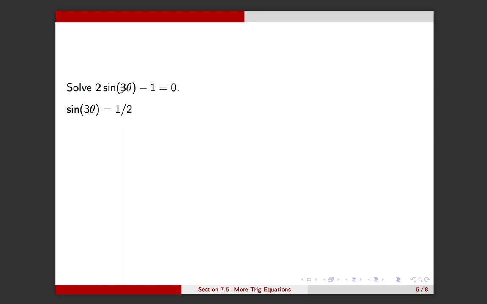Okay, so let's move on to the second equation that I said we would solve. 2 times sine of 3 theta minus 1 equals 0. So first, let me just point out that you can add the 1 over and divide by 2. And so you're really just solving sine of 3 theta equals 1/2. So how do you deal with something like that?